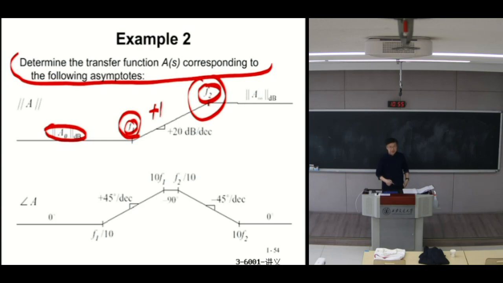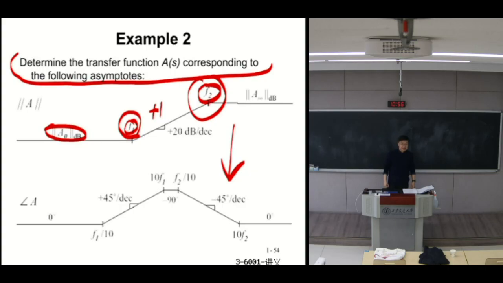So what kind of transfer function can give you a low frequency flat, high frequency decreasing magnitude Bode plot? That's a normal pole, right? A normal pole has this low frequency flat, high frequency decreasing slope. And if you look correspondingly at the phase angle, it's also low frequency flat at 0 degree, and high frequency it gives you minus 90 degree phase angle.